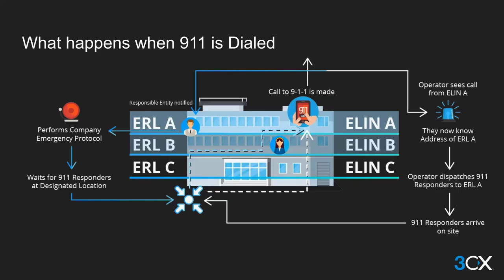At the same time, when 911 was called, the responsible entity within the organization will be notified, who will initiate the predetermined company emergency protocol. They will wait for the emergency responders to arrive at the designated location. The emergency responder personnel will be taken to the person needing the emergency care.